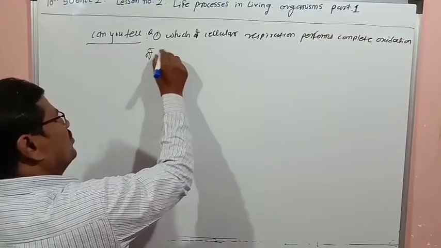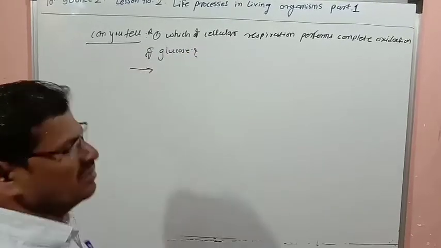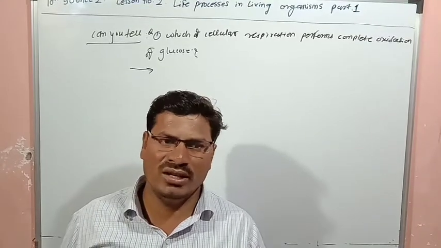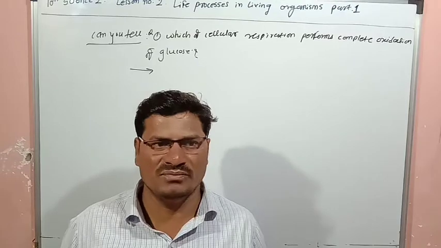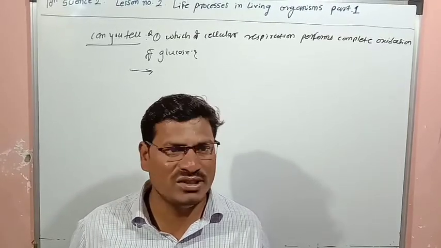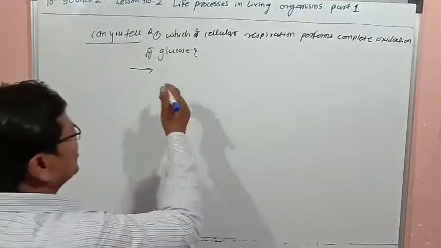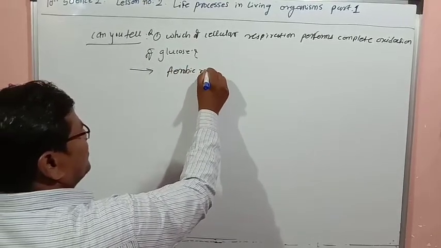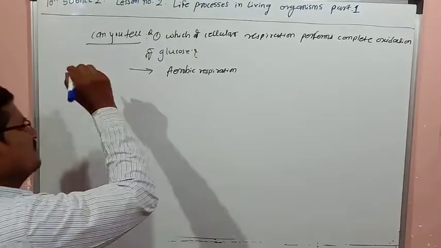Complete oxidation of glucose. And you know the answer, we have already studied the difference between aerobic and anaerobic respiration. Aerobic respiration is a cellular respiration in which complete oxidation of glucose takes place. So the answer is aerobic respiration.